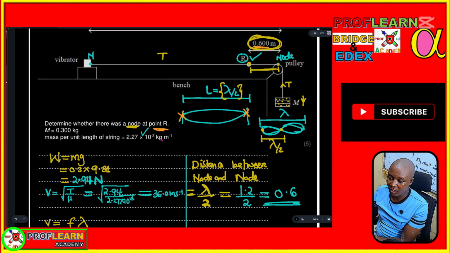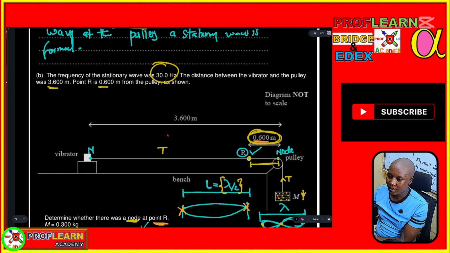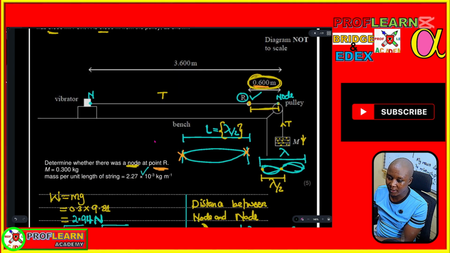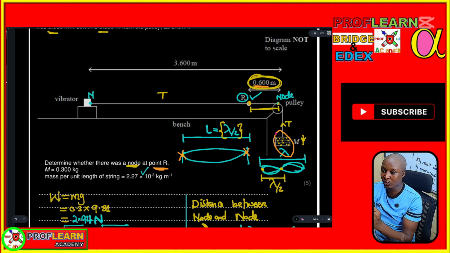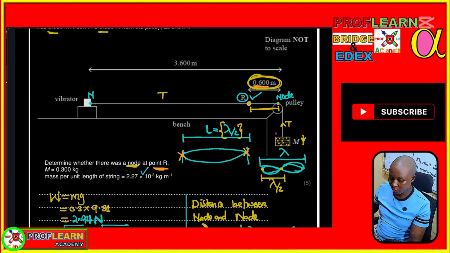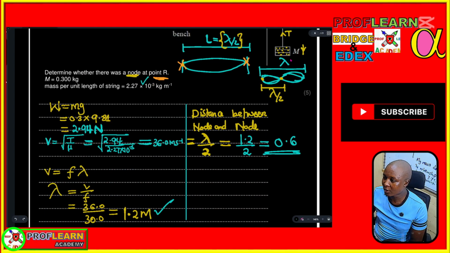Mass per unit length was given here. So we are told also M. What's M? It is this mass that was suspended. And remember, this mass that is suspended is to give the tension on the wire. So we can go ahead and work out the weight of this mass so that we can know what is the tension on the wire.